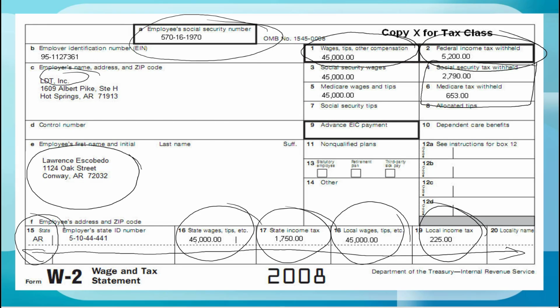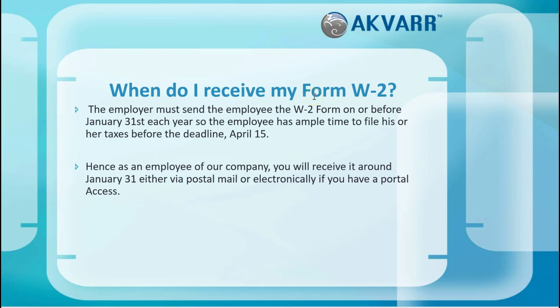Now, once again, I did repeat it, but when do I receive the form W-2? The employer must send this form on or before January 31st each year so that the employee has time to file his or her taxes before the deadline, which is April 15th. So for those of you who are new to the United States, personal taxes have to be filed by April 15th.